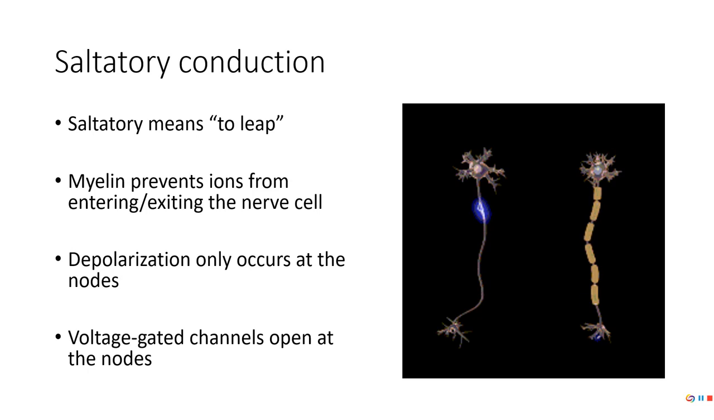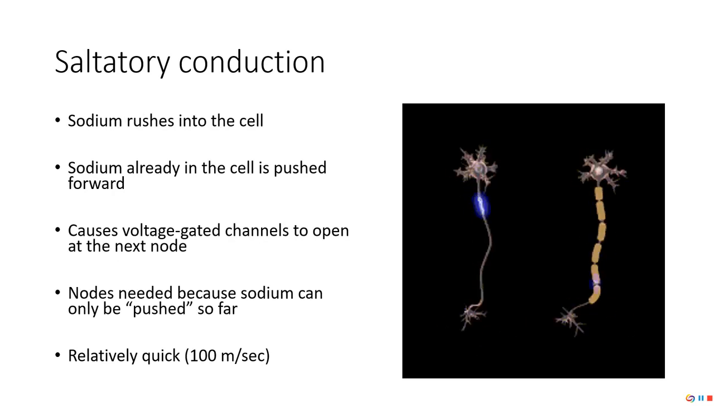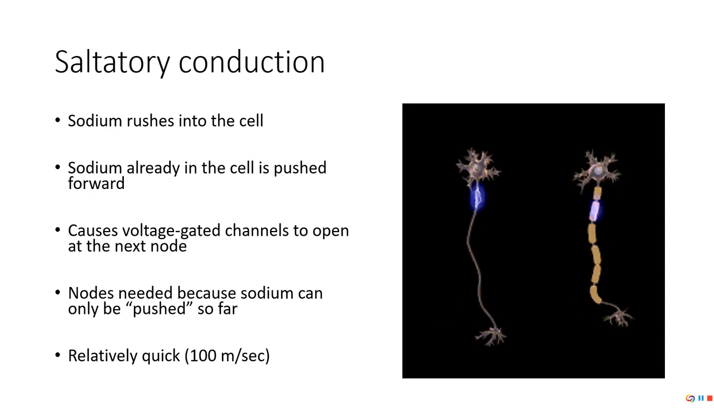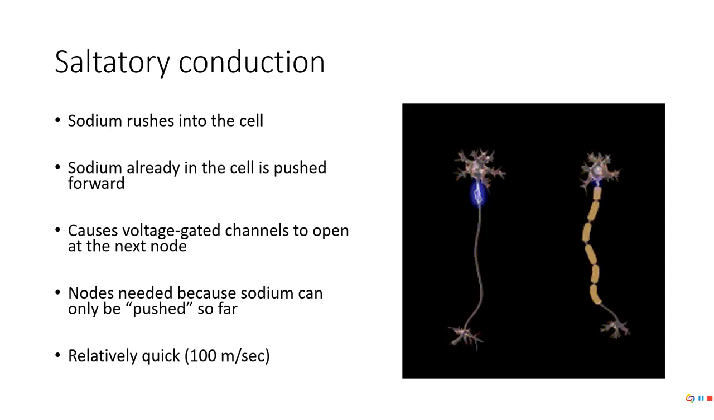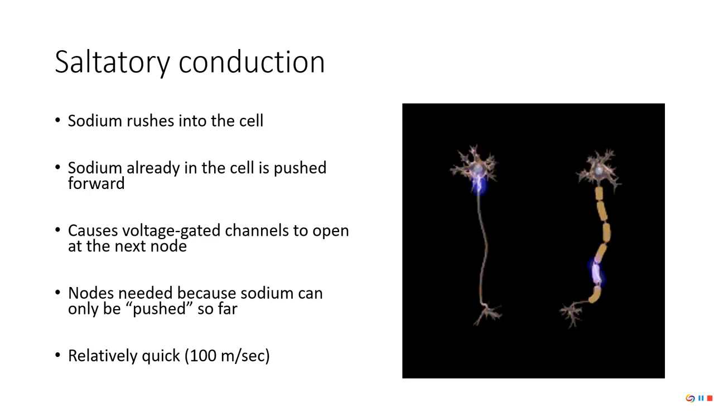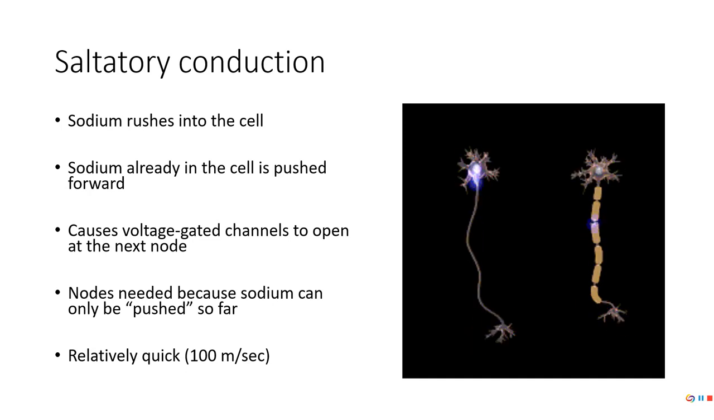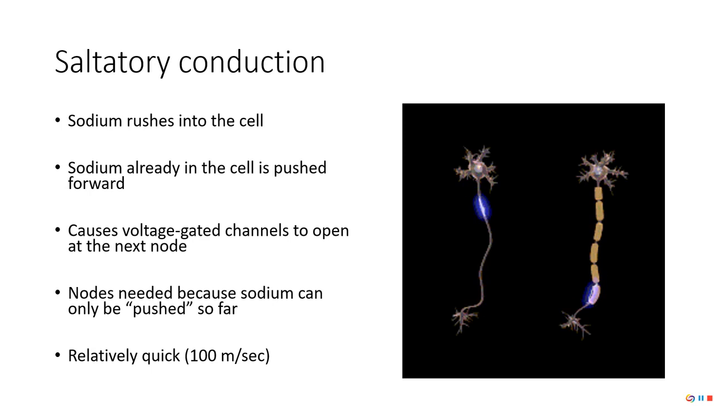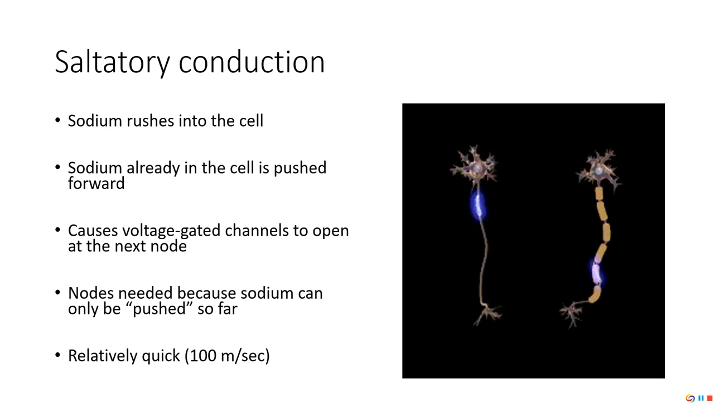Okay. So saltatory conduction starts when the voltage-gated channels open. This allows a rush of sodium to enter the cell. This sodium then pushes the sodium that is in the cell towards the axon terminal. This movement of sodium depolarizes the membrane, which opens voltage-gated sodium channels that are at the next node.